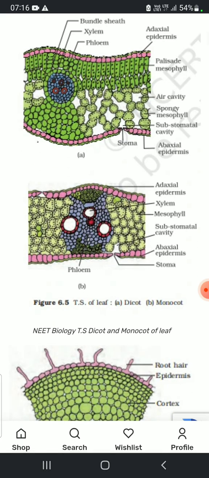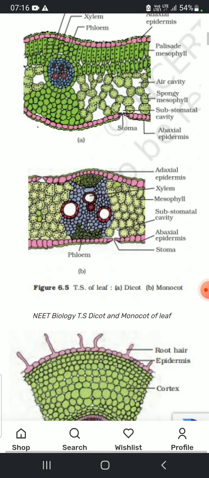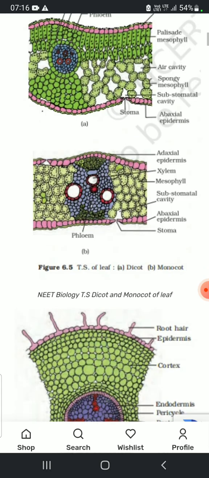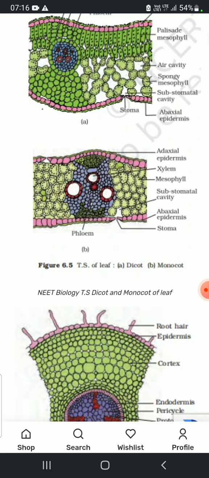Next is the monocot leaf. So upper layer is the adaxial epidermis. Below we have the abaxial epidermis. The space is called stoma. We can see the phloem and then xylem. The mesophyll cells are rounded cells with thin cell wall.